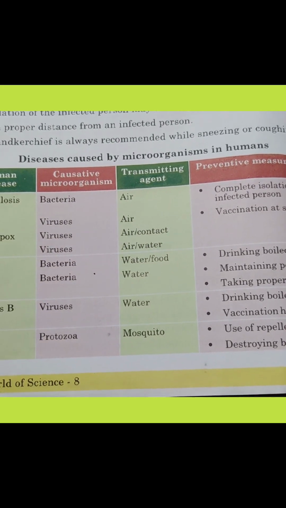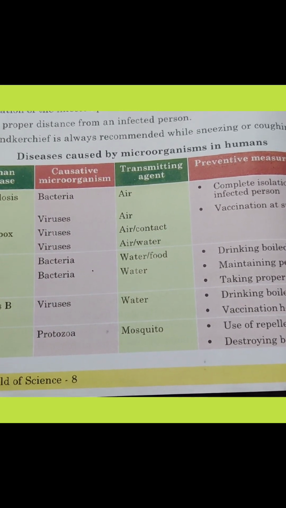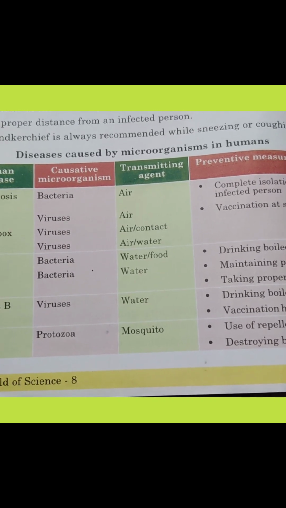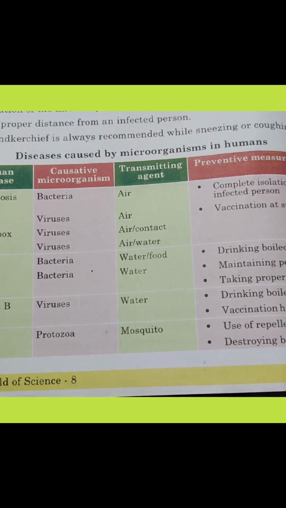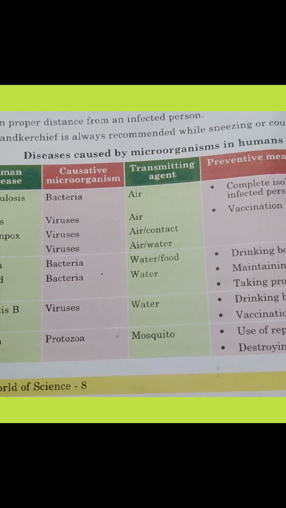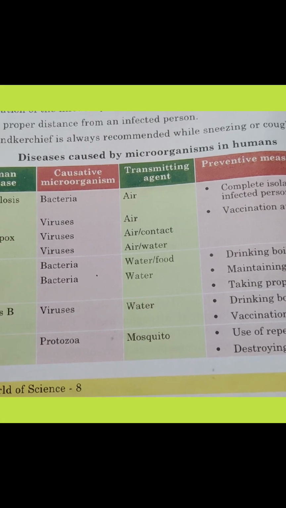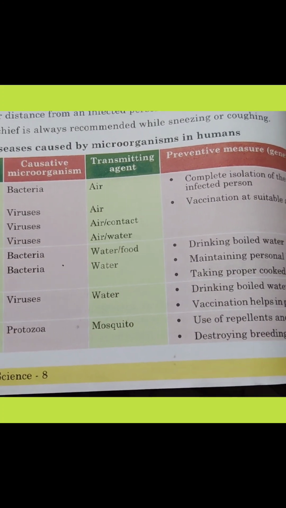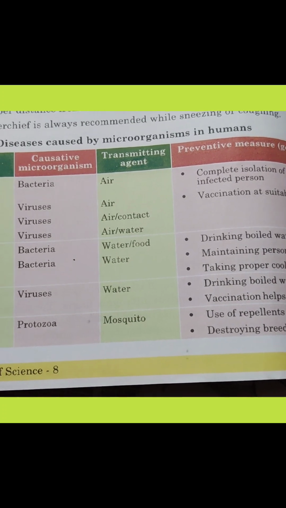Polio, causative microorganism, viruses, transmitting agent air or water, and preventive measures, vaccination at suitable age. Cholera, caused by bacteria, transmitting agent water or food, preventive measures, drinking boiled water.